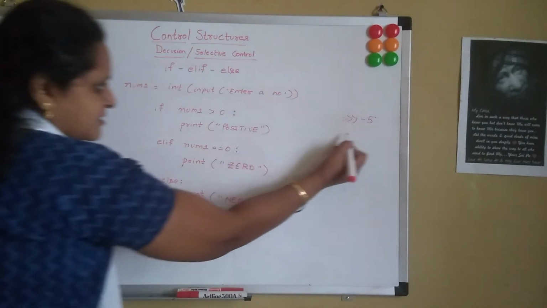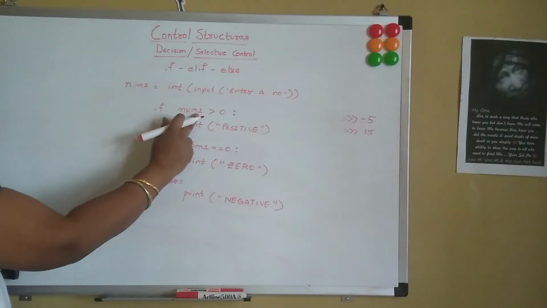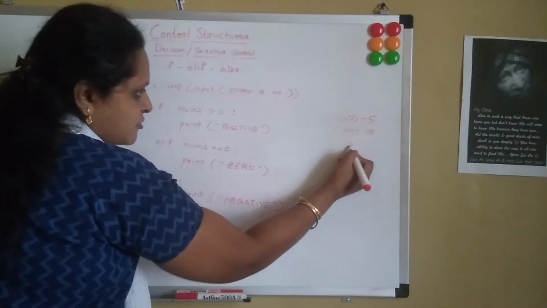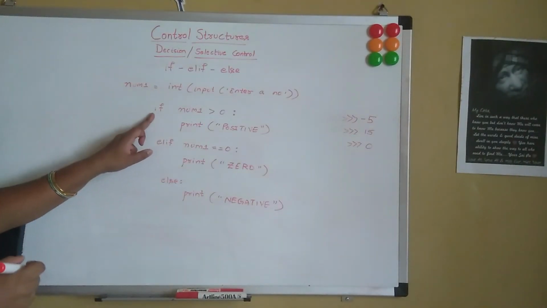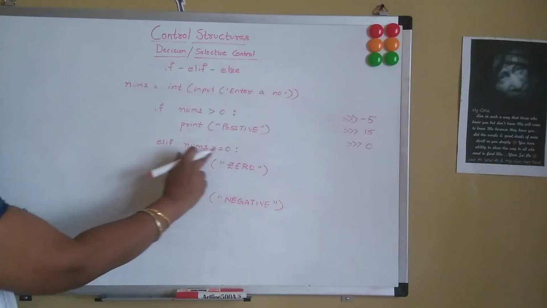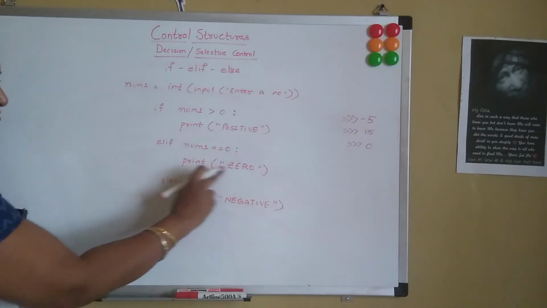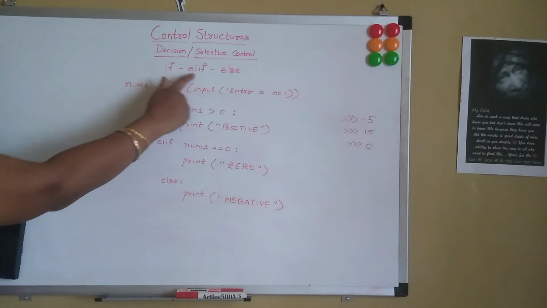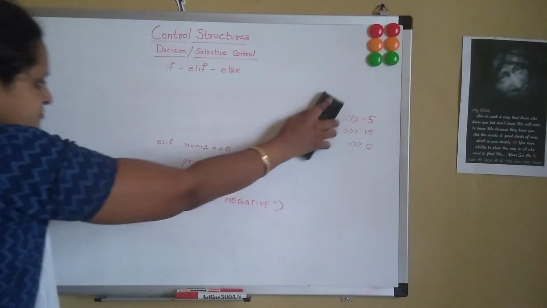Similarly, if user enters 15, the first if condition gets satisfied and positive will be printed. If user enters 0, the first if condition fails, it comes to the elif. In elif, it checks if num1 equal to 0. Since num1 is equal to 0, the value 0 would be printed. So this is how if, elif and else condition works in Python.